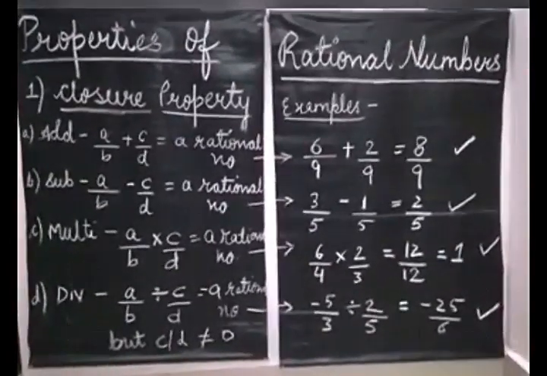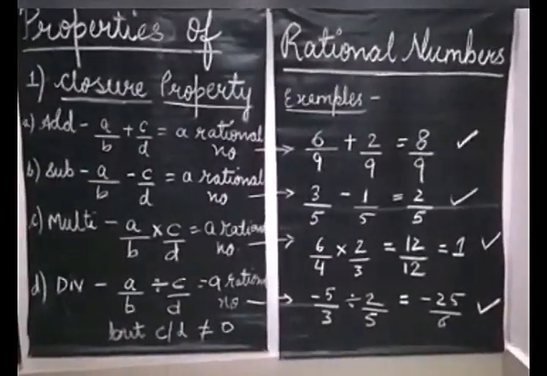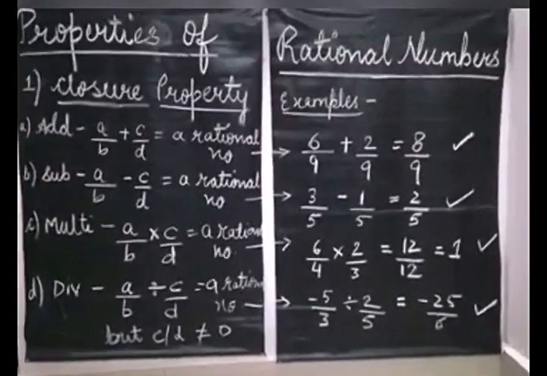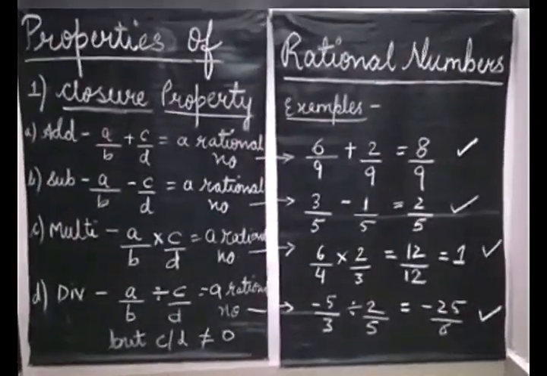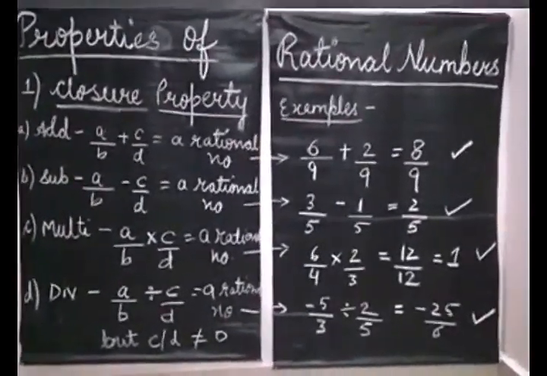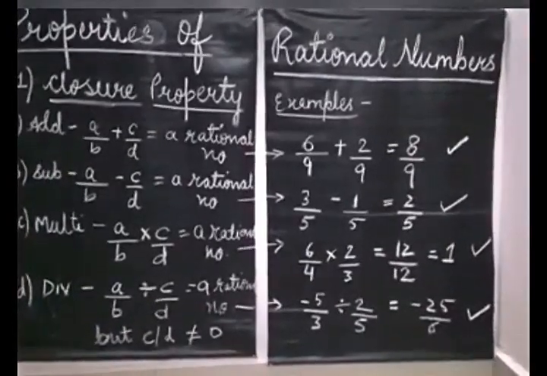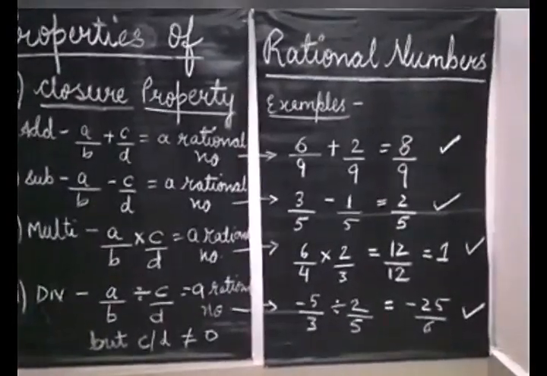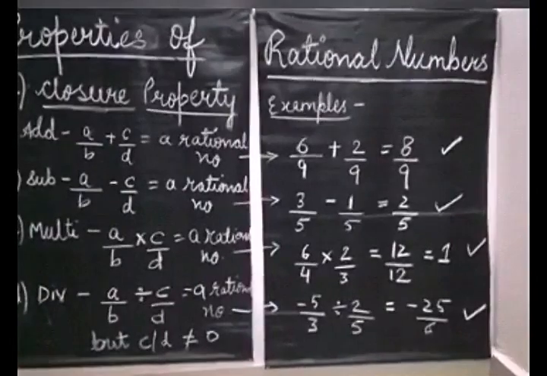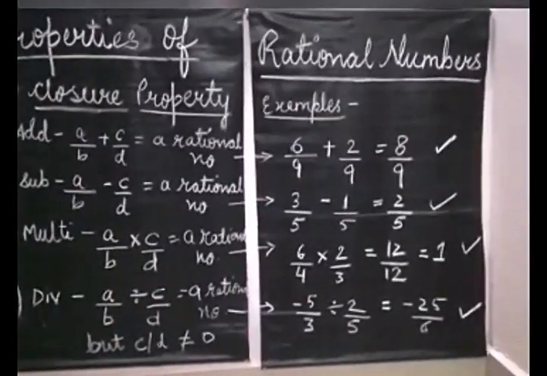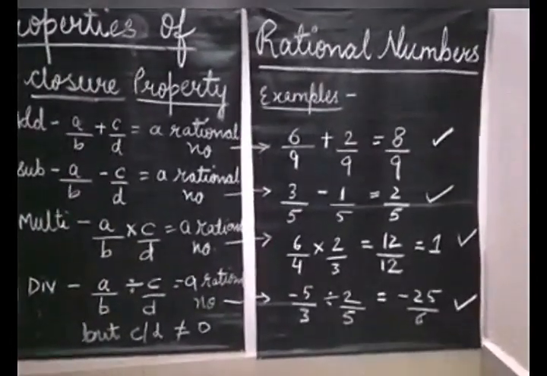Now we will see in case of multiplication, A upon B into C upon D, the answer must be a rational number. Let us check with the help of an example. 6 upon 4 into 2 upon 3. 6 upon 4 is a rational number and 2 upon 3 is also a rational number.